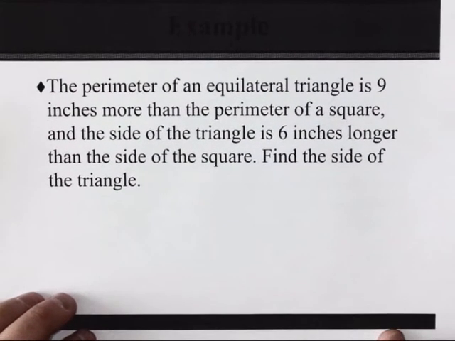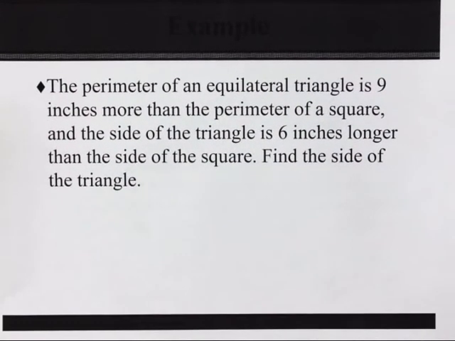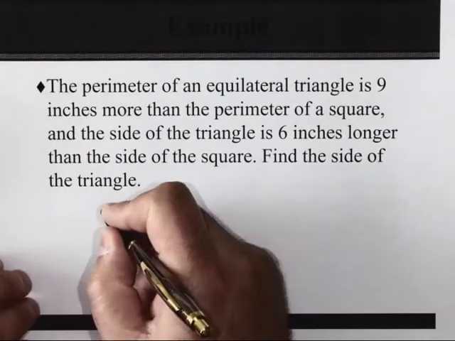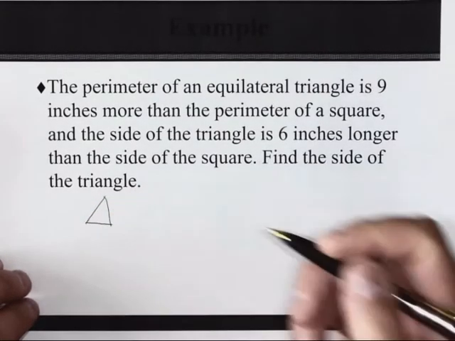Here's another geometry example. The perimeter of an equilateral triangle is 9 inches more than the perimeter of a square, and the side of the triangle is 6 inches longer than the side of the square. Find the side of the triangle. Okay, so one thing to know about an equilateral triangle is that all sides are equal. So we're going to draw the triangle.